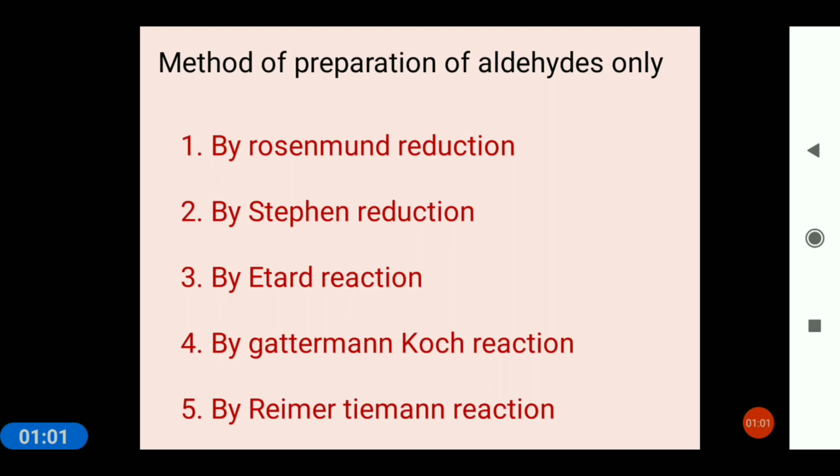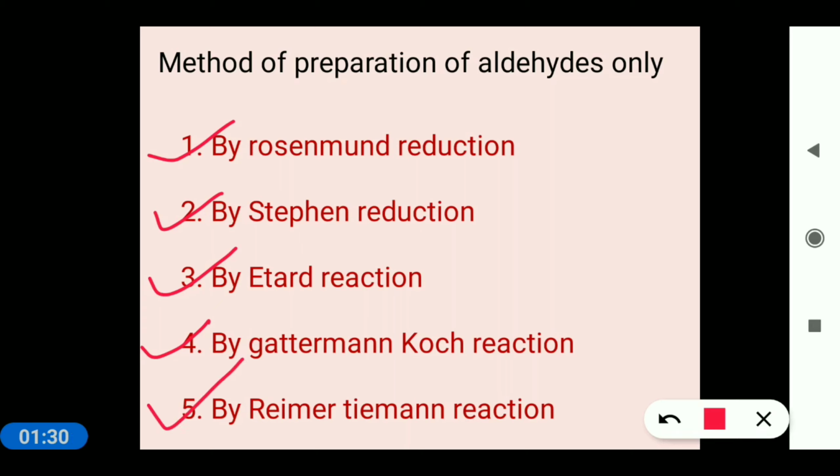Methods of preparation of aldehydes only. In this category, there are 5 main methods by which we can synthesize aldehydes only, but not ketones. They are Rosenmund reduction, Stephen reduction, Etard reaction, Gattermann-Koch reaction or Gattermann-Koch synthesis, and Reimer-Tiemann reaction.